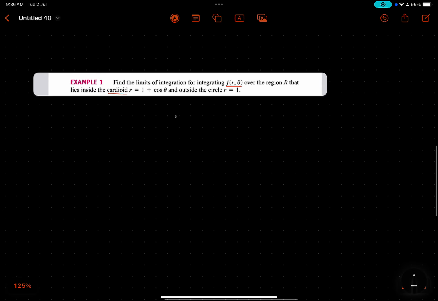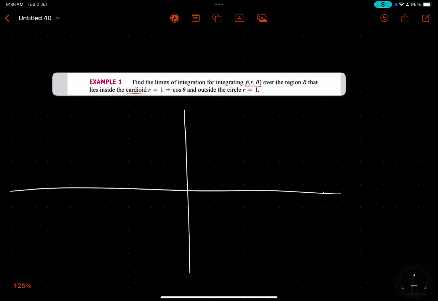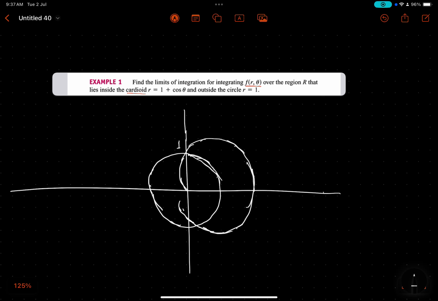Okay, so the first graph is a circle with radius r equals 1. Then we're going to draw also the cardioid, which is going to look something like this. This is our cardioid, and this is just an approximation. This is 1 plus cosine theta, and this is r equals 1.